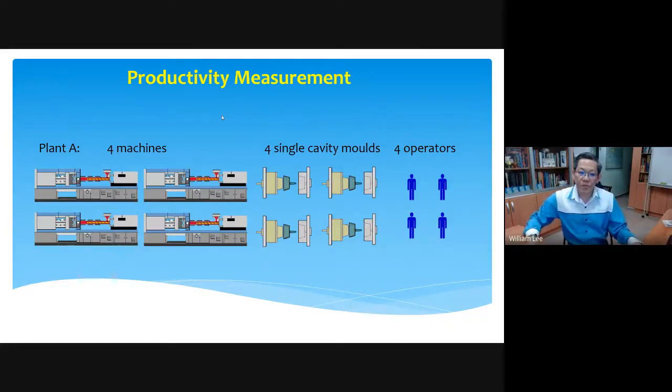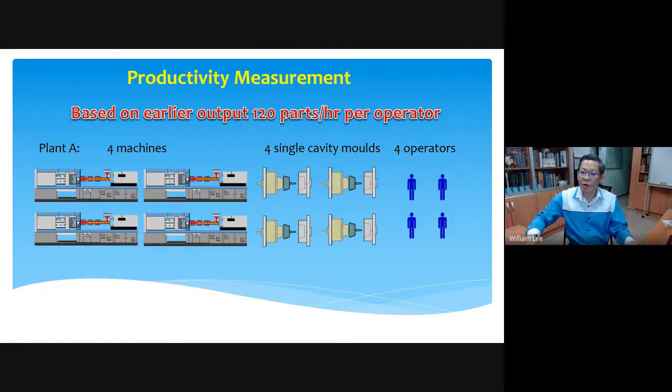So let me show you one example here. Again, this is plant A. I have 4 machines and you're using 4 single cavity. Single cavity means that every one shot, you only produce 1 part. Okay, and then you have 4 operators. In this case, I just rated here based on the earlier output, 120 parts per hour per operator. So therefore, you now have 4 machines, 4 pairs already, all right? So based on 120 parts, 120 times 4, okay? You got 480 parts per hour.